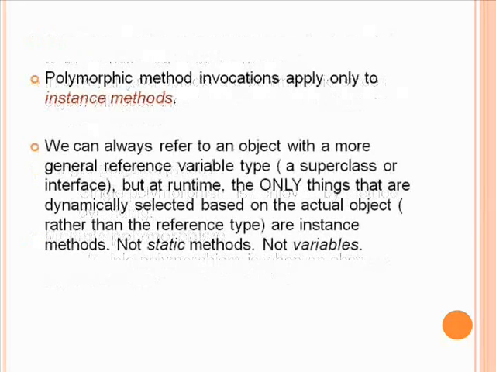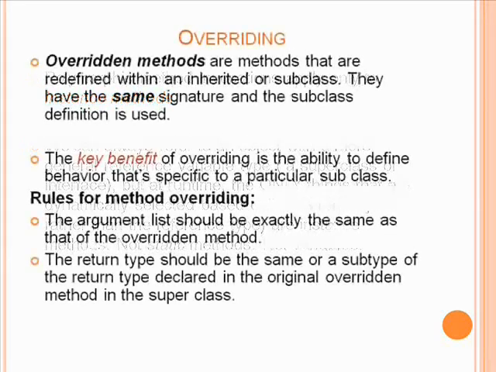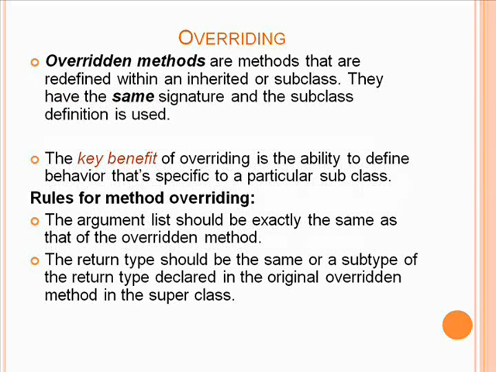When it comes to polymorphism, there are a few things to keep in mind. Let's see what they are. Polymorphic method invocations apply only to instance methods. We can always refer to an object with a more general reference variable type, but at runtime, the only things that are dynamically selected based on the actual object are instance methods, not static methods, not variables. Under polymorphism, we'll be discussing two topics, overriding and overloading.